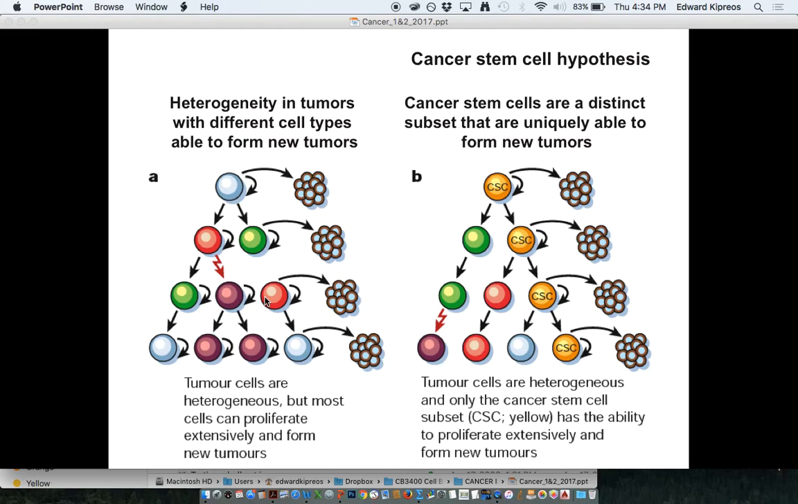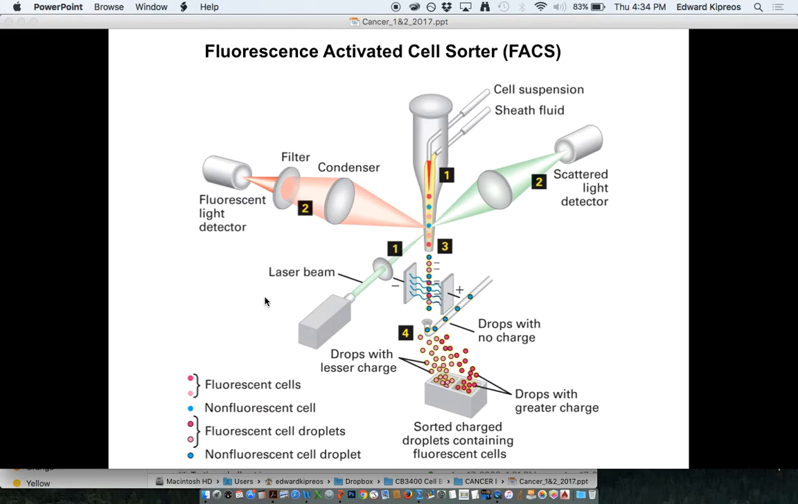Okay? And so the way you can prove this cancer stem cell hypothesis is to use the fluorescence activated cell sorter that we were talking about before, except now what you're doing is you've got live cells and they have certain receptors on their surface, and you're adding antibodies to detect, and the antibodies are fluorescent, to detect like this particular one that looks like a Y shape.